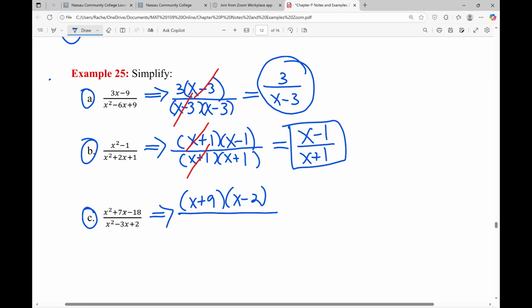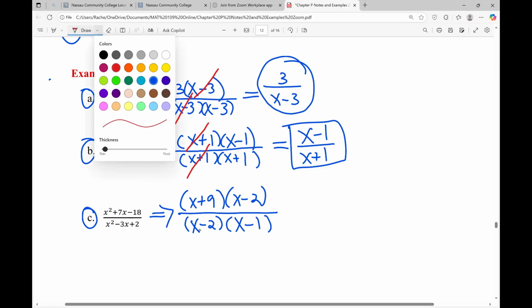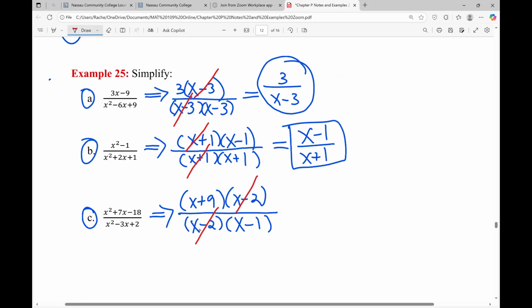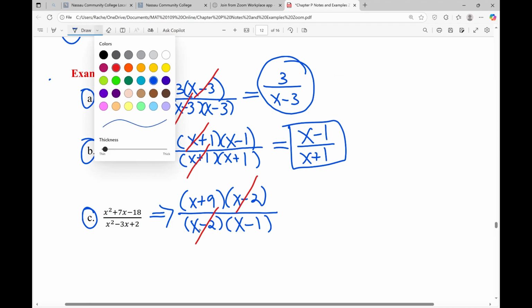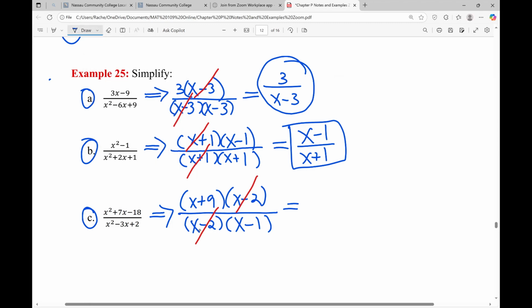And then let's factor the trinomial in the denominator. So we have to think, okay, what two numbers multiply to 2 but are going to add up to negative 3? And that's going to be a negative 2 and a negative 1. Now that we're in factored form, I see that I have a common factor of x minus 2 in the numerator and the denominator. So I'm going to reduce that to 1. And my answer in simplest form is going to be x plus 9 divided by x minus 1.